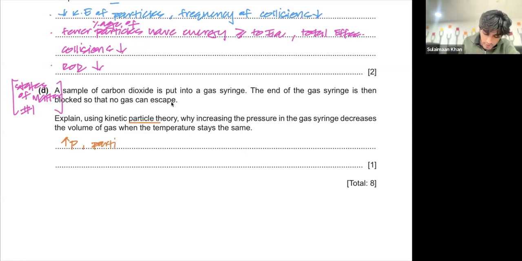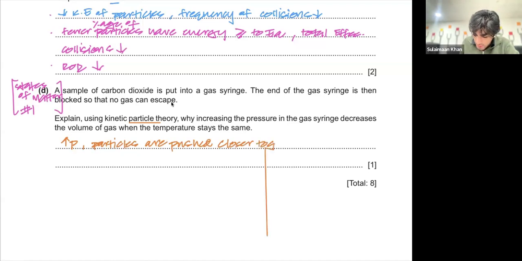So increasing the pressure means that particles are pushed closer together, or move closer together. The key term is closer together. Write push, write move, whatever you like. Together, and thus the volume decreases.